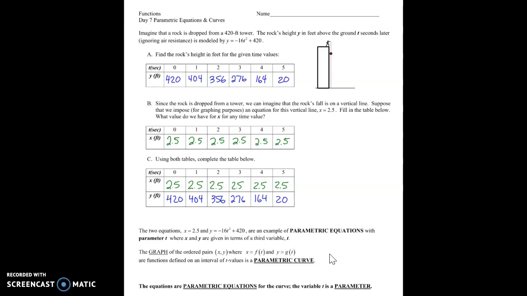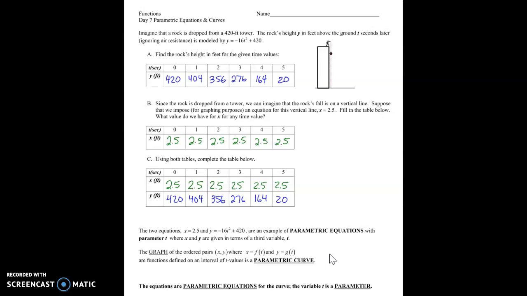So say at 0 seconds, obviously if we put 0 into our equation, we get 420. After 1 second, put 1 into the equation, 404, right? And we could keep putting in every 1 second intervals, right? And we're at 5, right? We're at 20, so it's pretty close to hitting the ground at this point, okay? And so that's one way to describe what's happening with this rock.